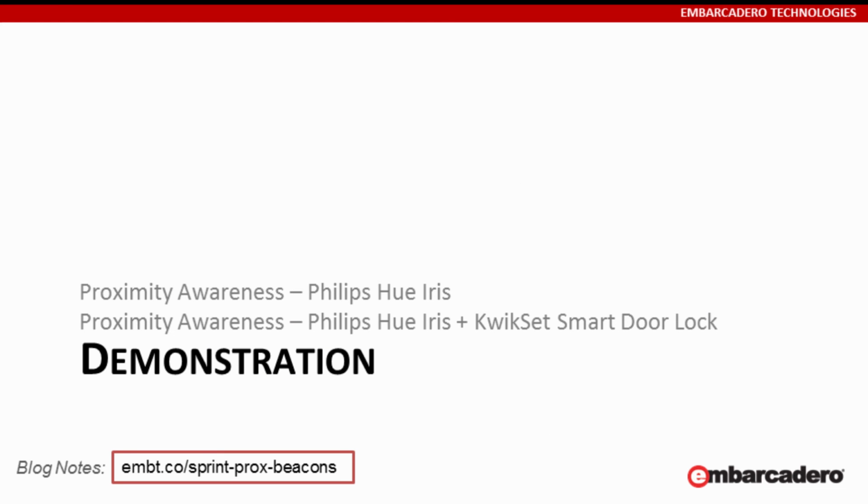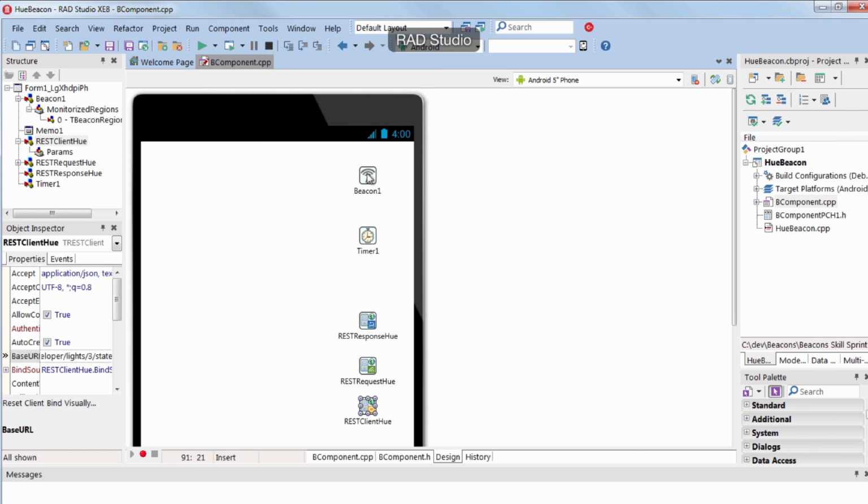There's two demos that I want to show. The first is the expression of proximity awareness through light using the Philips Hue iris. So each zone, immediate, near, far, will be represented by a different color. Then after that, I will show how to look at just the immediate range, verify that it's a known minor value, and then turn around and change the color light to green and open the lock door. And when the beacon leaves that threshold, it will then turn the light red and close the door. Okay, let's take a quick look at the beacon component.